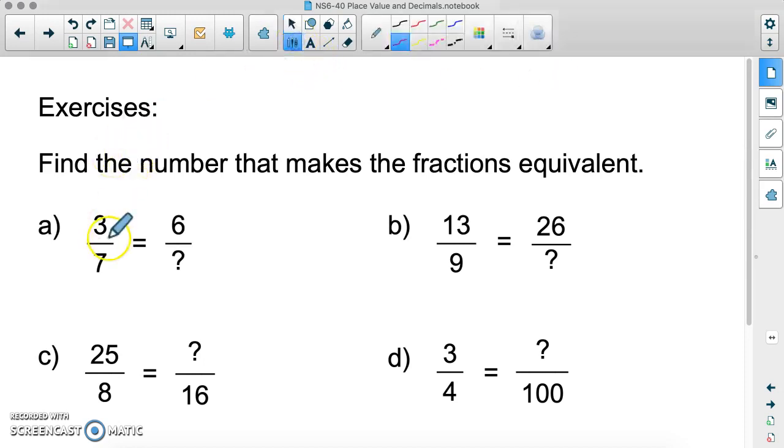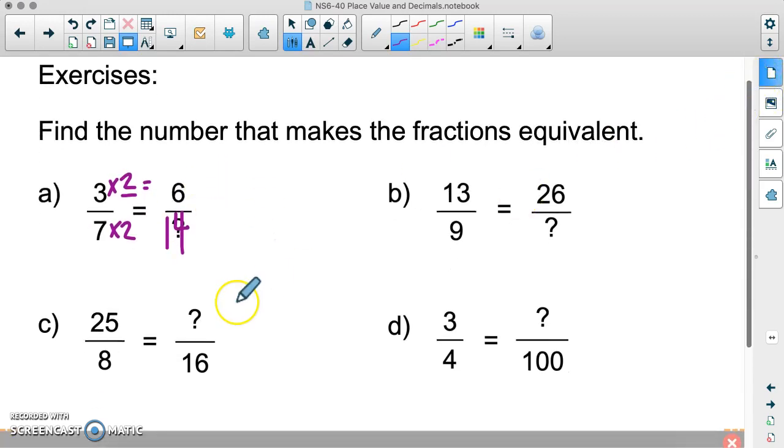So in A, we're given 3/7, which is equal to 6 what? So how did we get from 3 to 6? Well, the numbers are increasing, and it has to be multiplication. So 3 times what gives you 6? Well, 3 times 2 would. So what you do to the top, you have to do to the bottom. So 7 times 2 is equal to 14. So we can say that 3/7 is equal to, or equivalent to, 6/14.